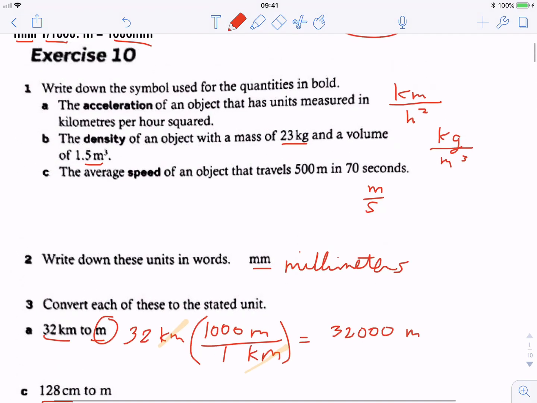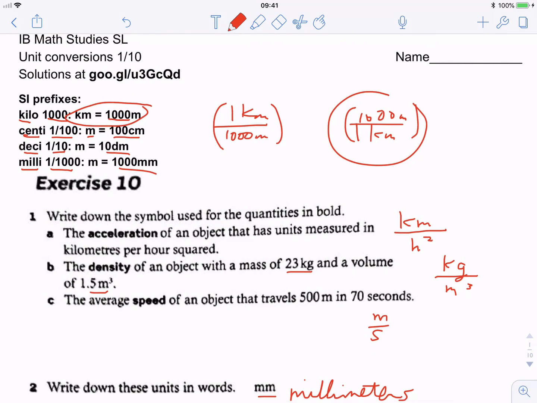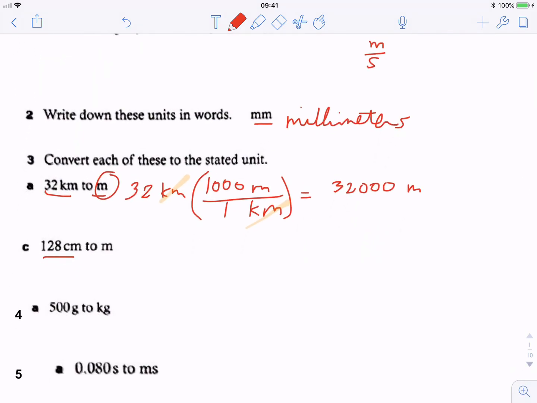So I do know from up here that there are 100 centimeters in a meter. So I'm going to start with my original amount, 128 centimeters. I'm going to multiply it times a domino with centimeters on the bottom so I can cancel them out.